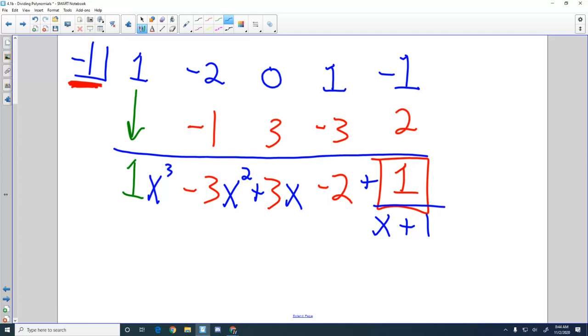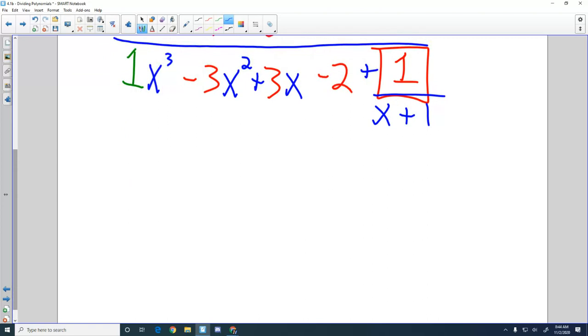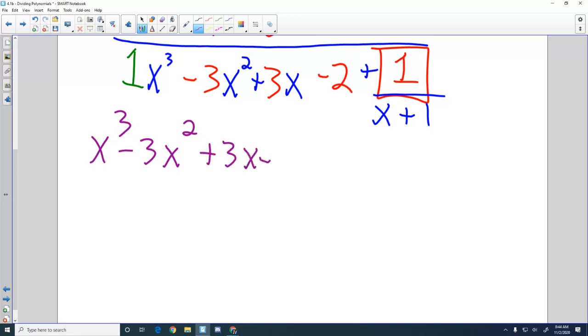Does that take up less space than long division? Is that nuts? How that works? It's crazy. So just to clean this up a little bit, this would be x to the 3rd minus 3x squared plus 3x minus 2 plus 1 over x plus 1. That's magic. That's synthetic division. Crazy.